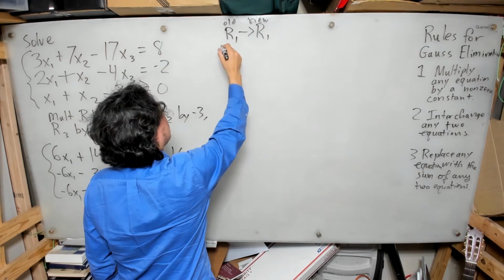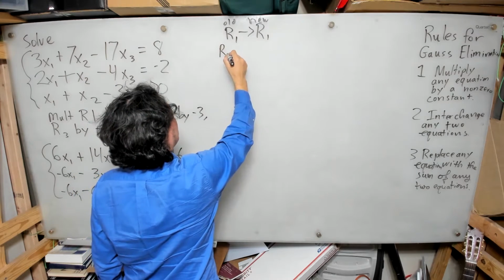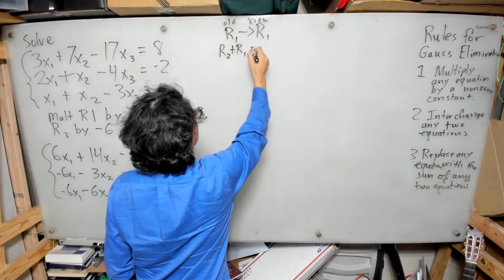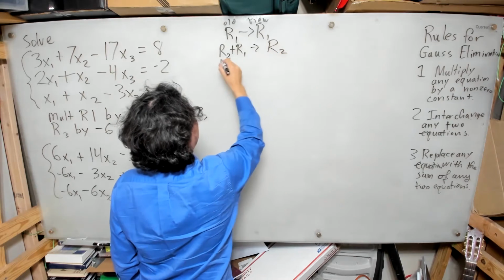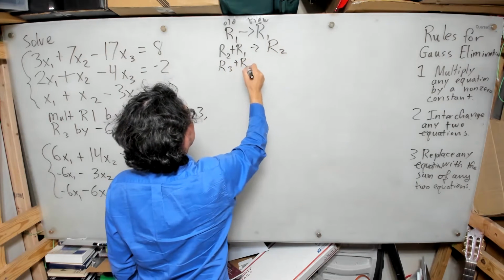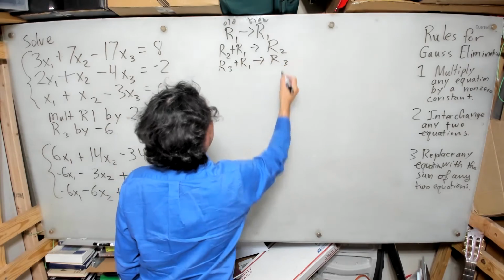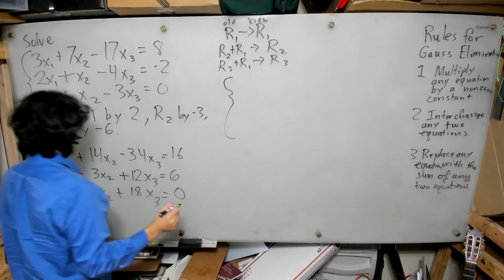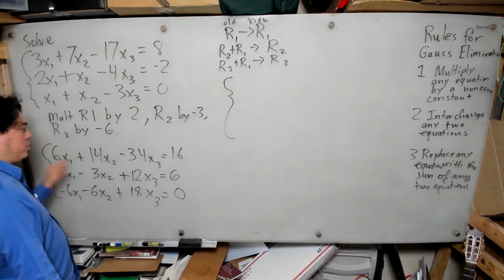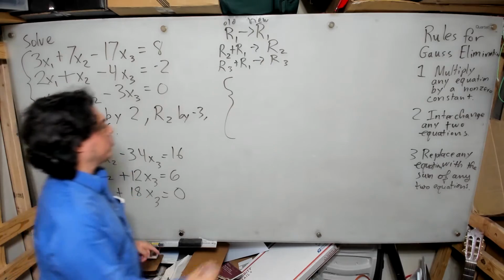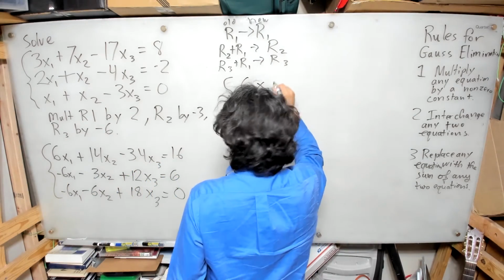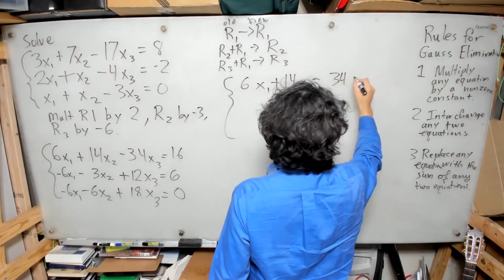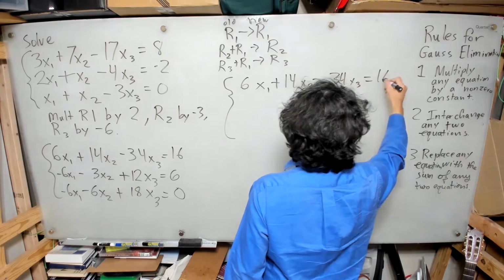My old R2 plus R1 is going to become my new R2, and my old R3 plus R1 is going to become my new R3. And so that's going to become the following system. Okay, so my first equation is just going to be copied over. So that's 6x1 plus 14x2 minus 34x3 equals 16.